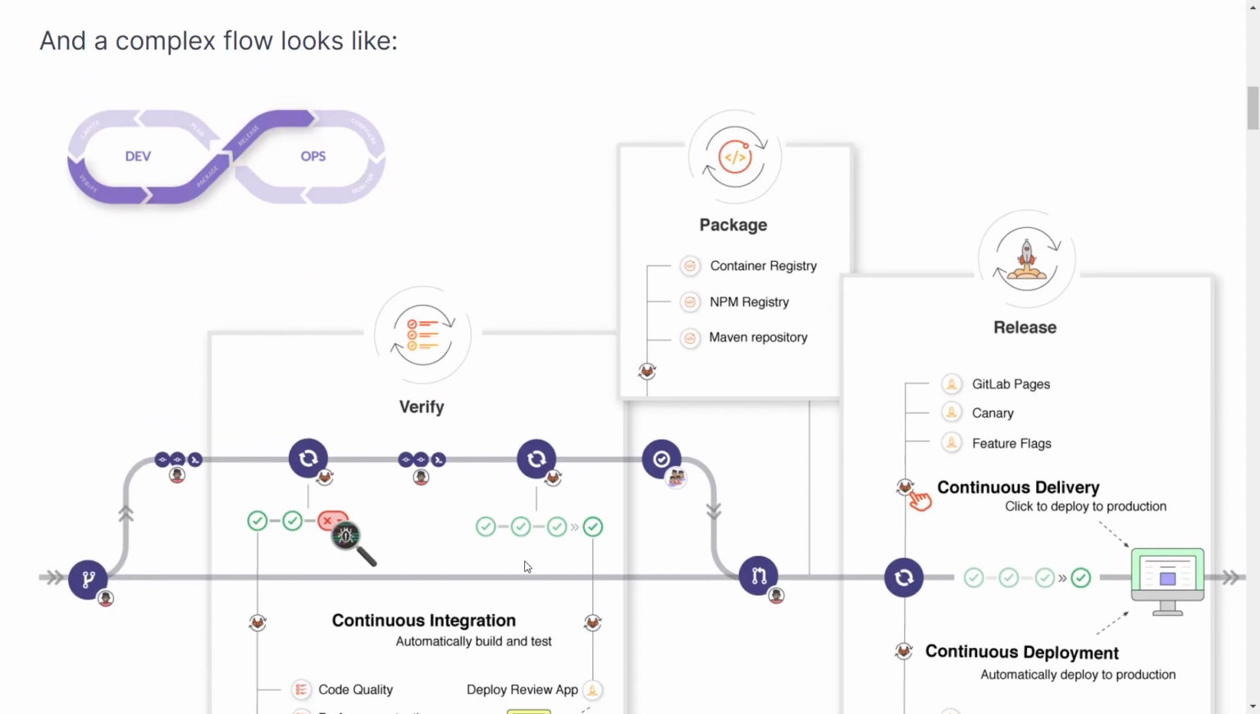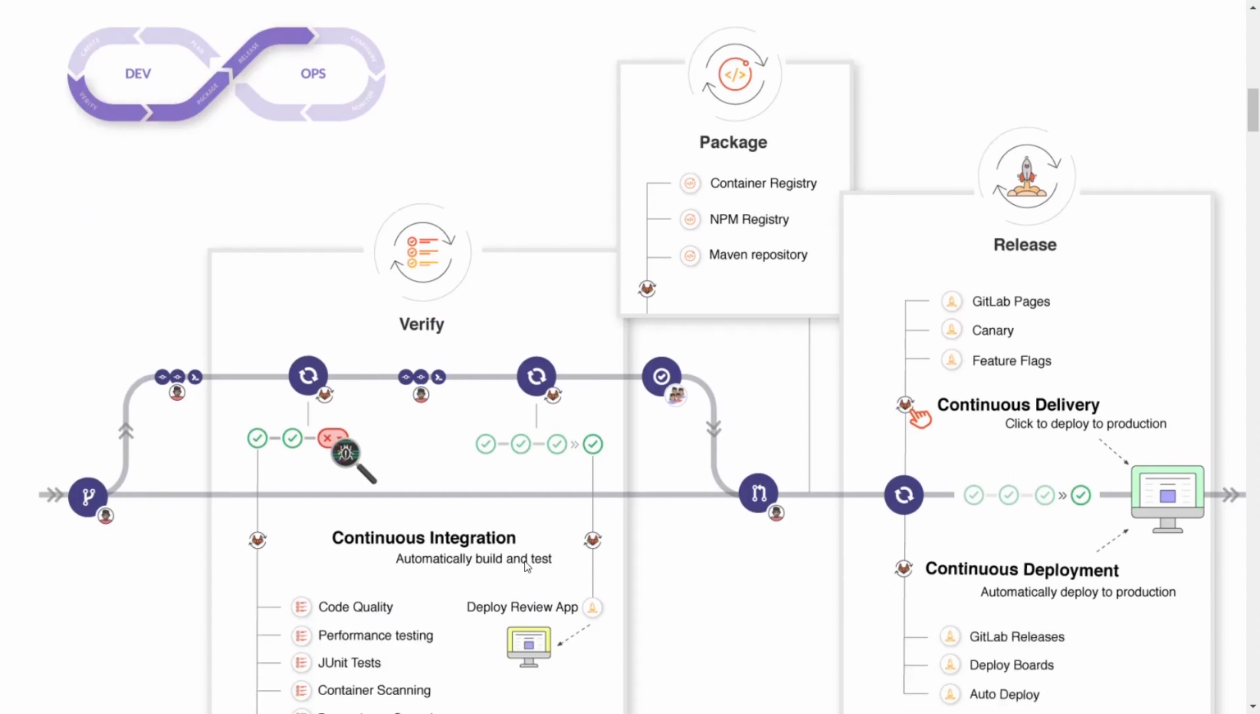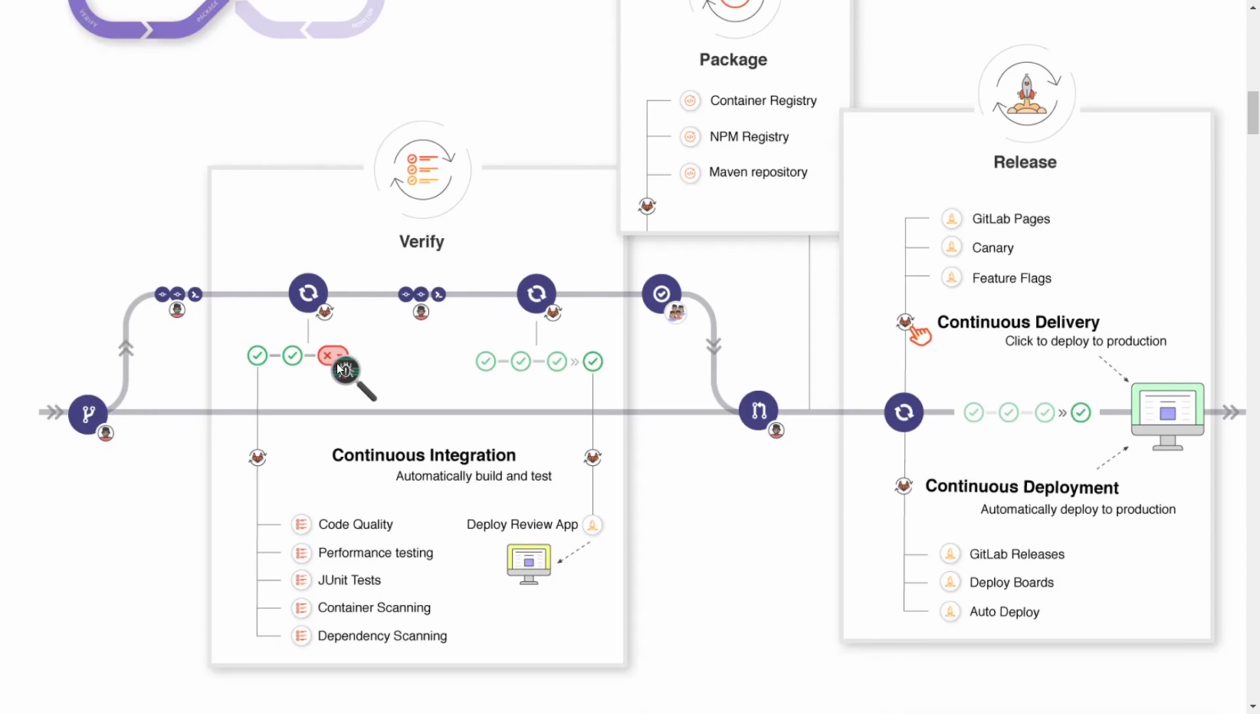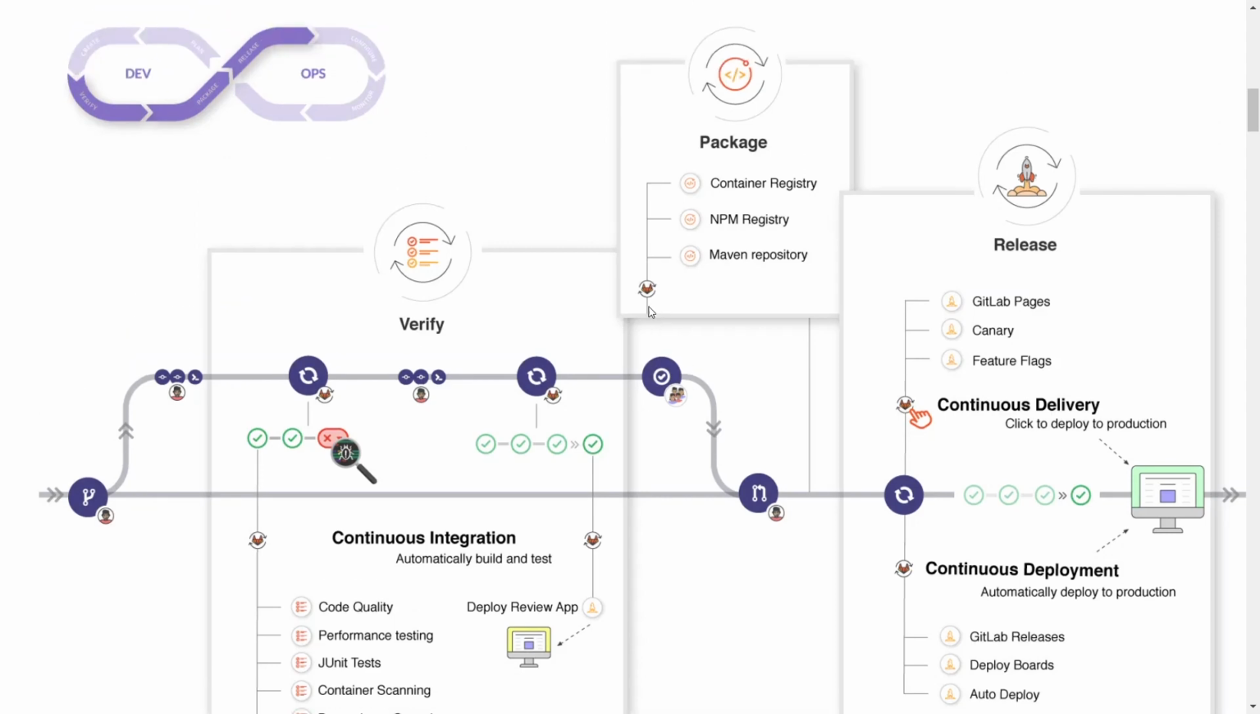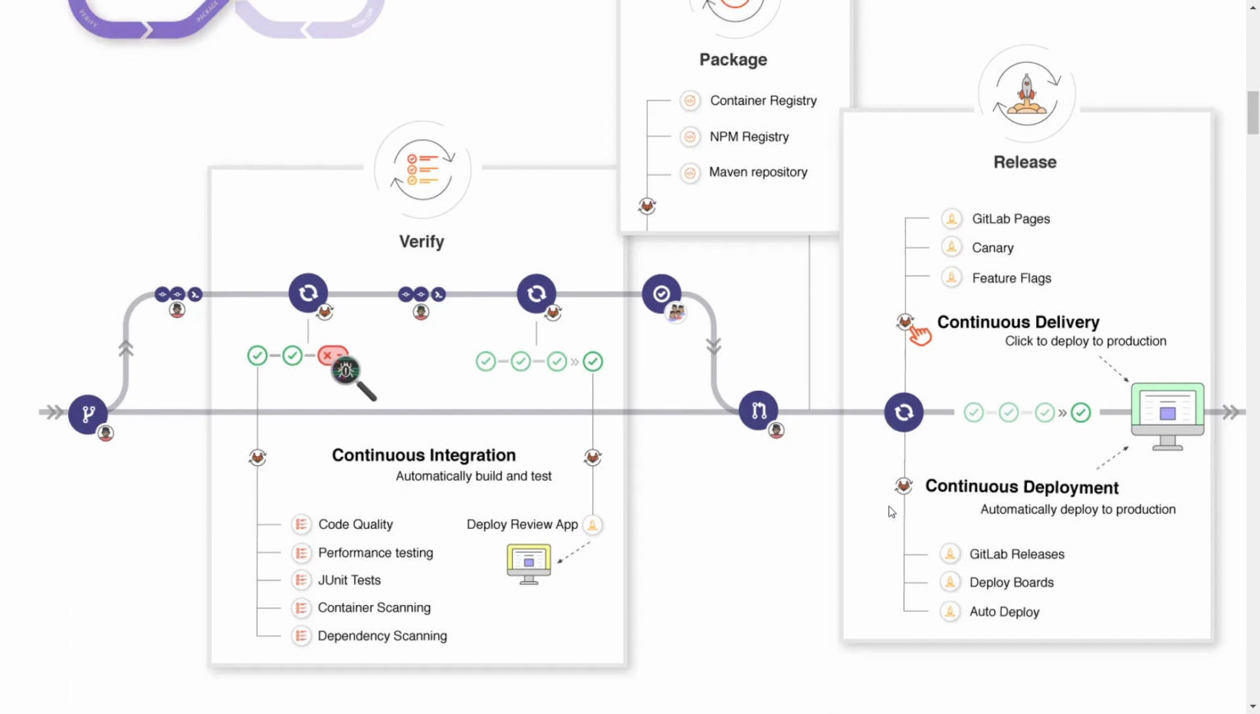A more complex flow looks like this, where you create a new branch, create a new pull request, and in that try to check code quality, performance testing, unit tests, container scanning, and dependency scanning, then push changes, and keep working through this process. Once everything is finalized, you put everything into a package, and then finally do the release by continuous delivery and continuous deployment.